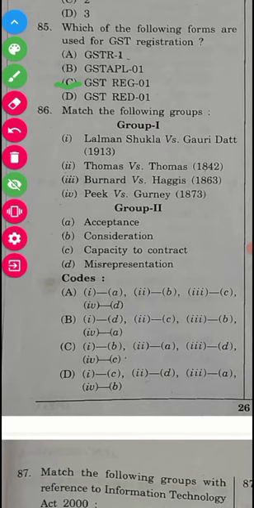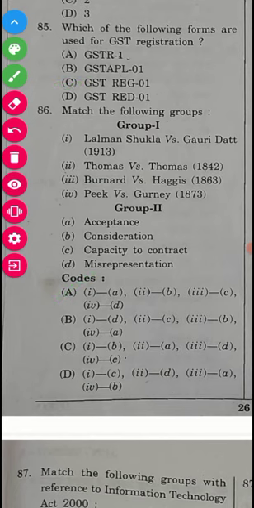So 86, match the following question. Here they gave two groups. In group 1, the first one is Lalman Shukla versus Gauri Dutt 1913. Second, Thomas versus Thomas 1842. Third, Bernard versus Huggies 1863. And fourth one, Peeks versus Gurney 1873. And in group 2, A is acceptance, B is consideration, C is capacity to contract, D is misrepresentation. So as per these things, option A is the correct answer.